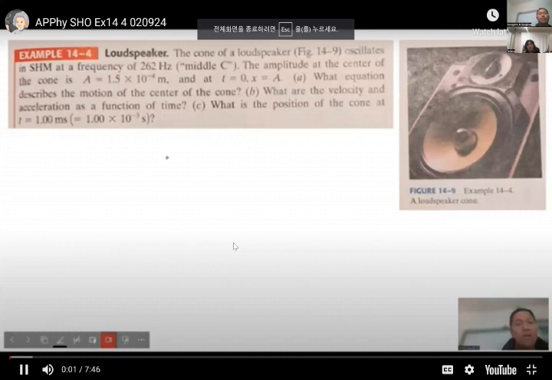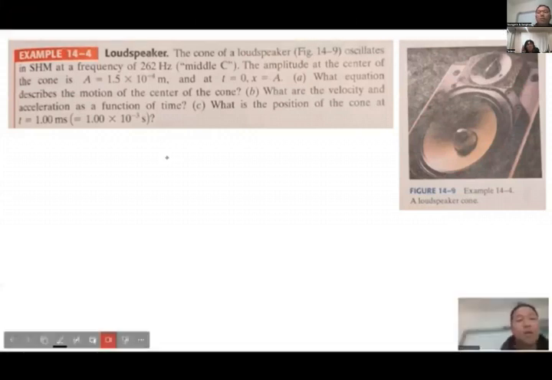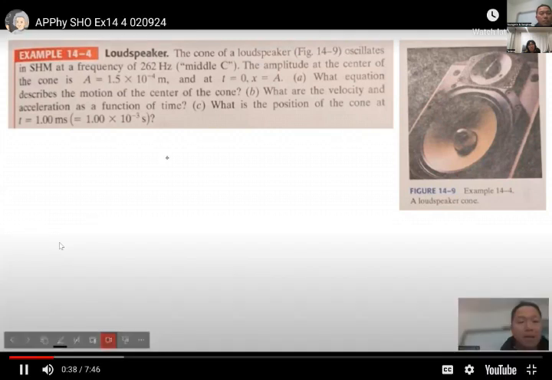Okay. Example 14-4, loudspeaker. The cone of the loudspeaker oscillates in simple harmonic motion at a frequency of 262 Hertz, middle C. The amplitude at the center of the cone is 1.5 times 10 to the minus 4 meter, and at t equals 0, x equals A. First question, what equation describes the motion of the center of the cone? B, what are the velocity and acceleration as a function of time? C, what is the position of the cone at 1 millisecond?